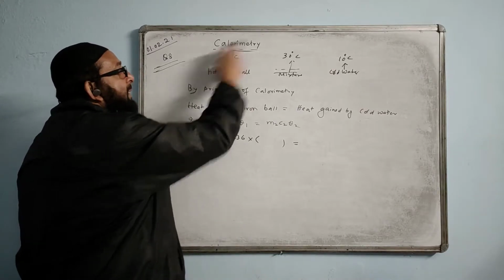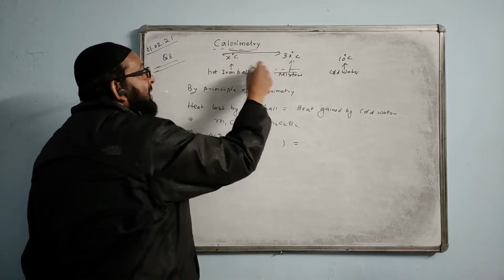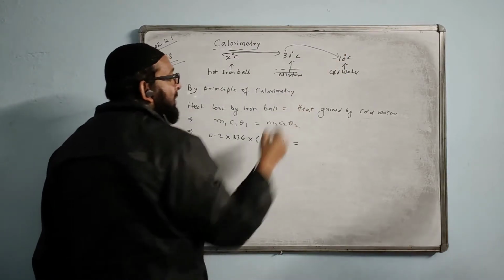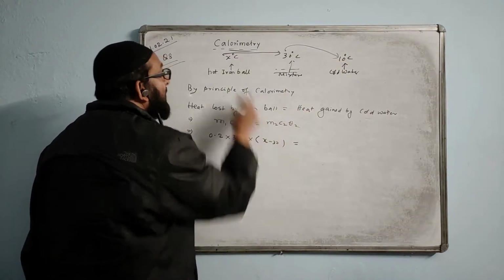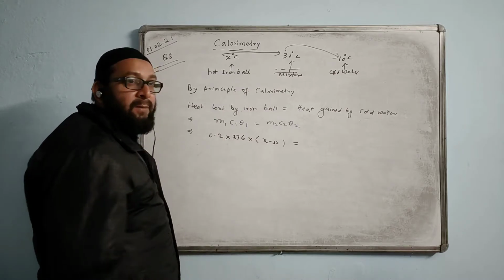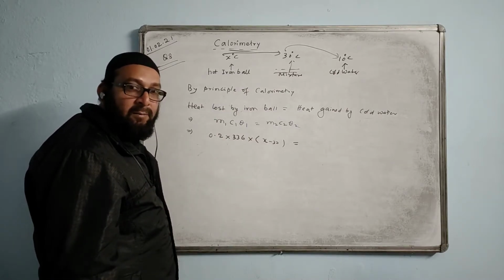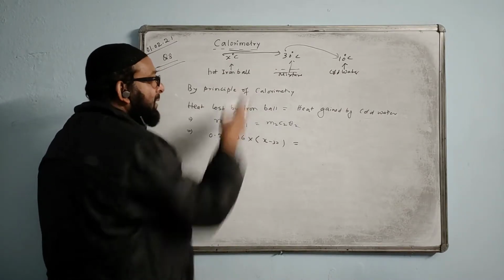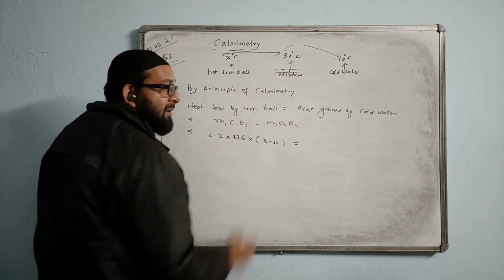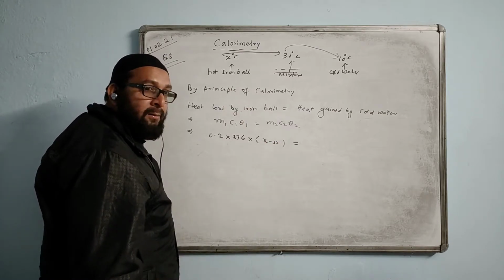It is x minus 30. The temperature will move this way, no? x minus 30, this minus this. It will be bigger than 30, no? The iron ball will be losing heat, so its temperature will decrease. x will be bigger than 30. So x minus 30, not 30 minus x. Okay.